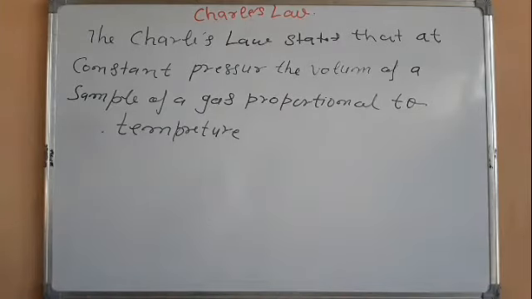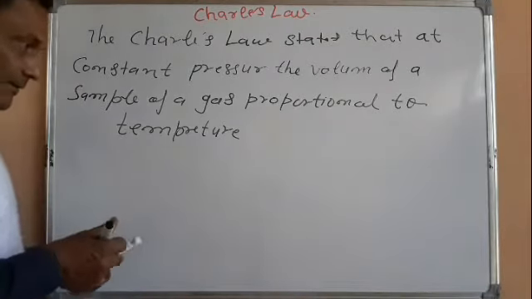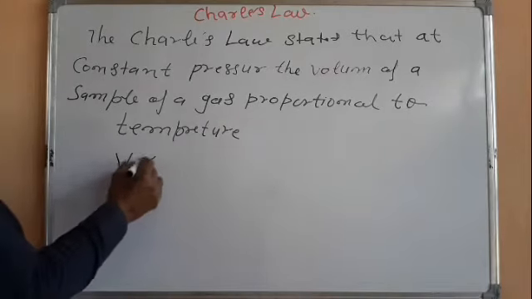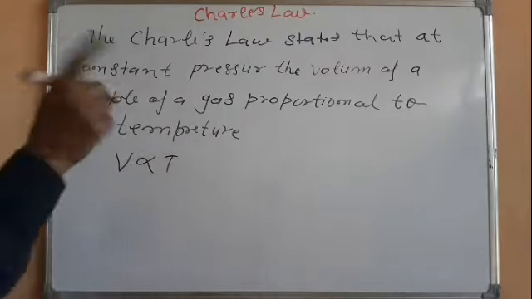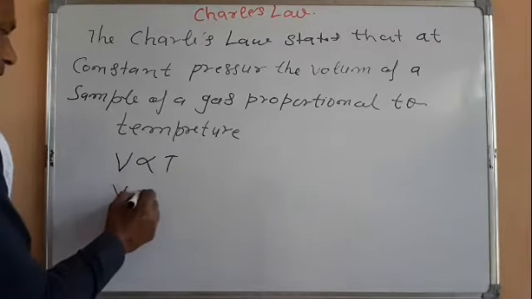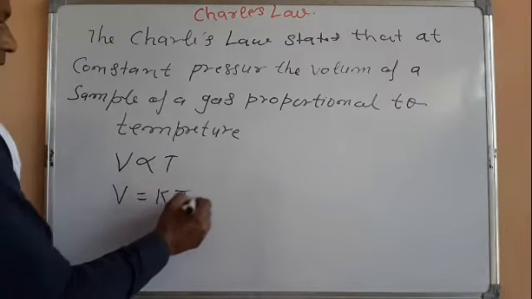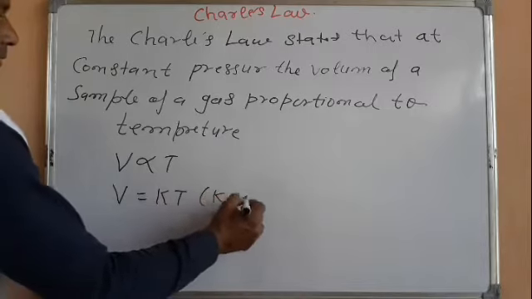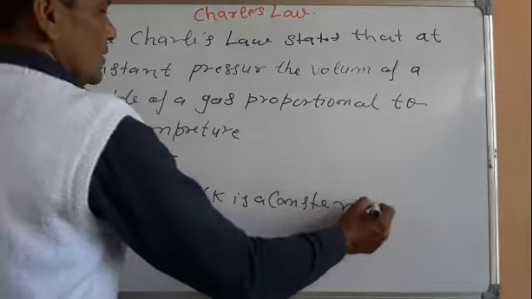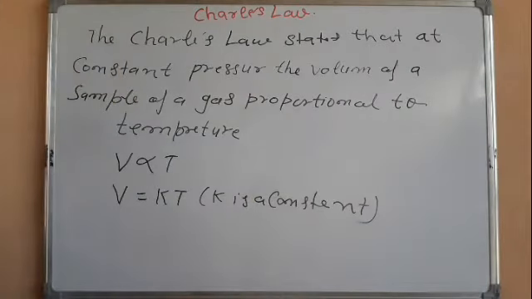This is called चार्ल्स लॉ. सो स्टूडेंट देखिए, अगर हम इसकी बात करें तो इसमें ये जो वॉल्यूम है प्रोपोर्शनल टू टी, डायरेक्टली प्रोपोर्शनल टू टेम्परेचर ऑफ द गैस, देन V is equal to K T. K is a constant.